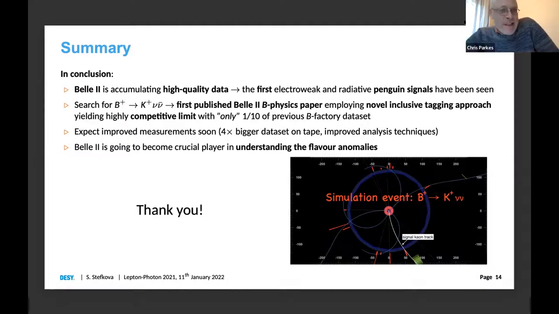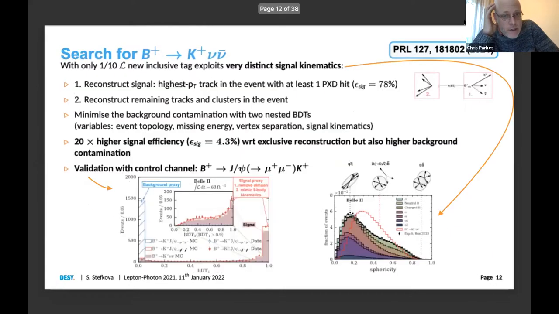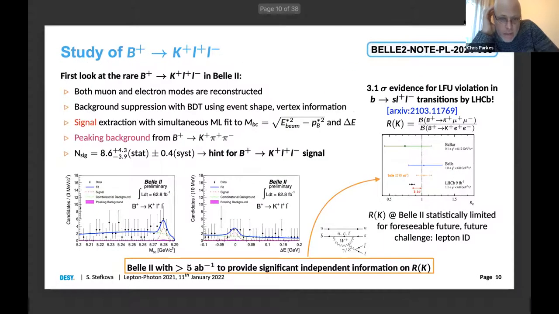Thanks very much, very nice presentation. If you go back to slide 10, you were showing your expectation for RK with five inverse attobarns, I think it was. Yes. So at the start of the presentation, you gave the new schedule. So with this new schedule, when would you expect to have these five inverse attobarns?